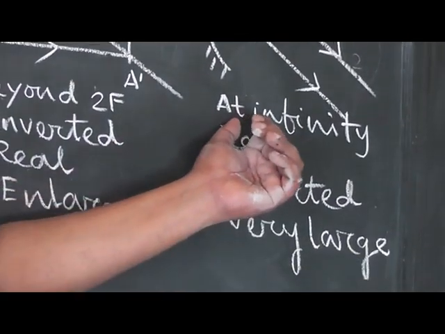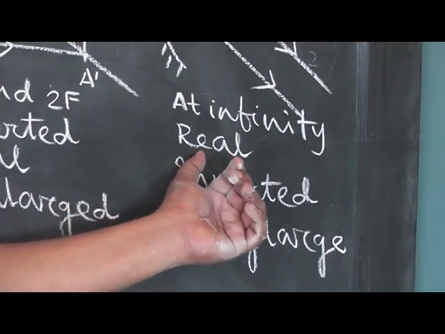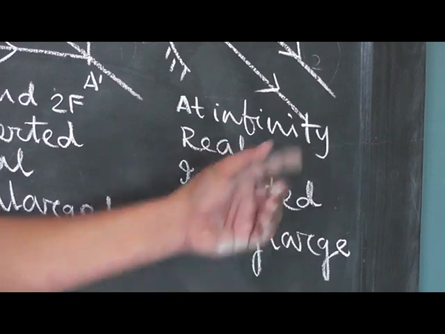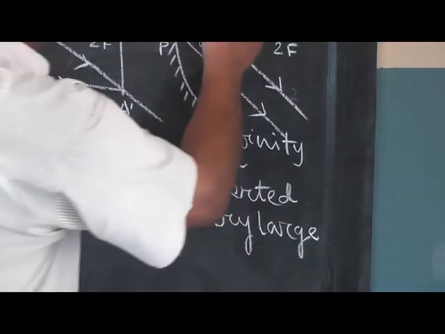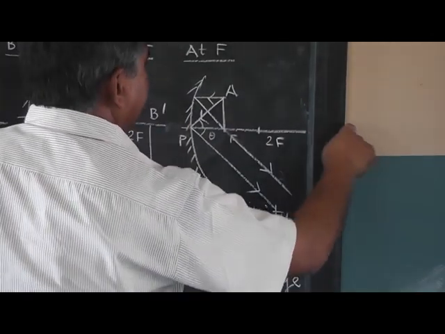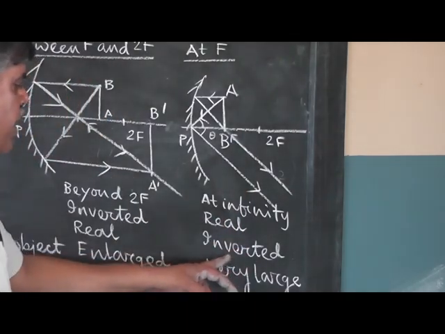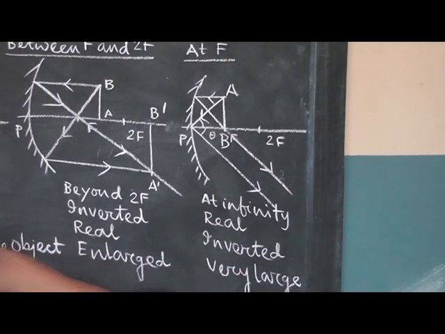That means we can consider as if the rays are meeting at infinity. Therefore, the image is real. It will be inverted because the image of A will be formed somewhere here, A dash, and B will be somewhere B dash. So, it is real, inverted, and it will be very, very large in size.